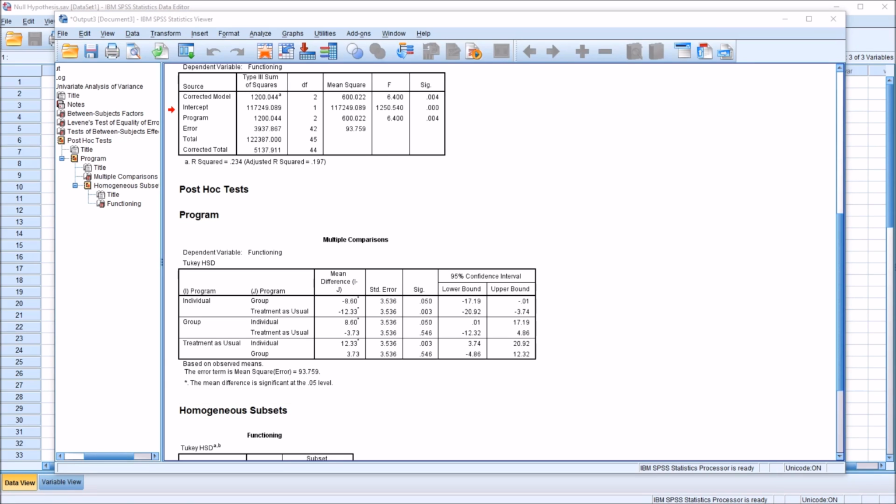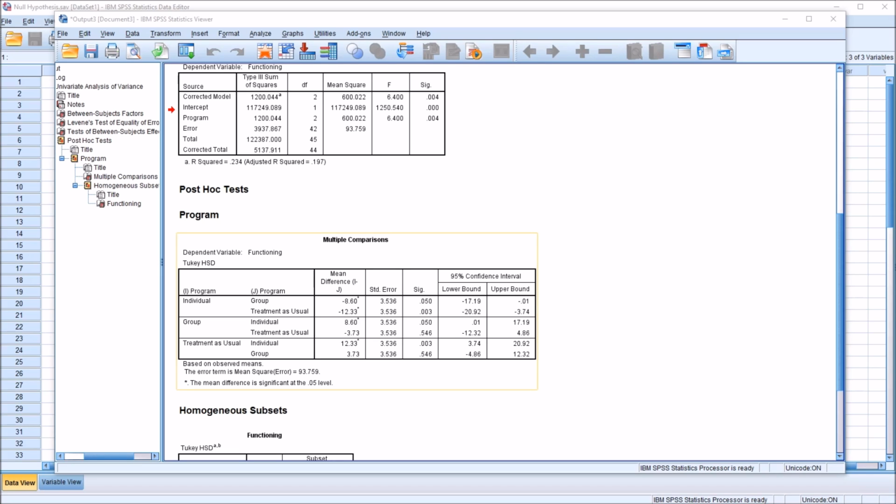And this test adjusts the p-value for multiple comparisons so we don't get an increase in the type 1 error rate. The type 1 error rate is the probability of rejecting the null hypothesis when it's actually true. So saying there's a difference between the levels of an independent variable when there's not actually a difference.